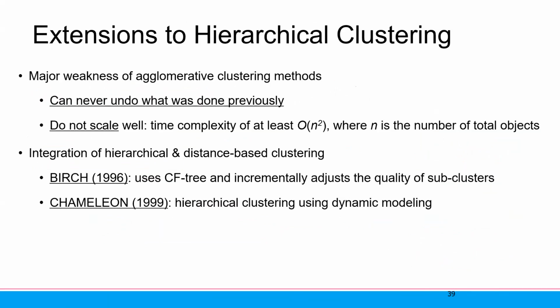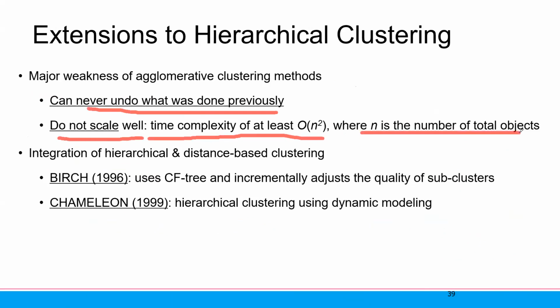So the major weakness of the agglomerative clustering method, it can never undo what was done previously. So it is always forward. You cannot go back. And it does not scale well. So the time complexity is quite high, or n power of 2. N is the number of objects. So there's another algorithm, but I will not discuss this algorithm. If you want to learn this, you can check by yourself.